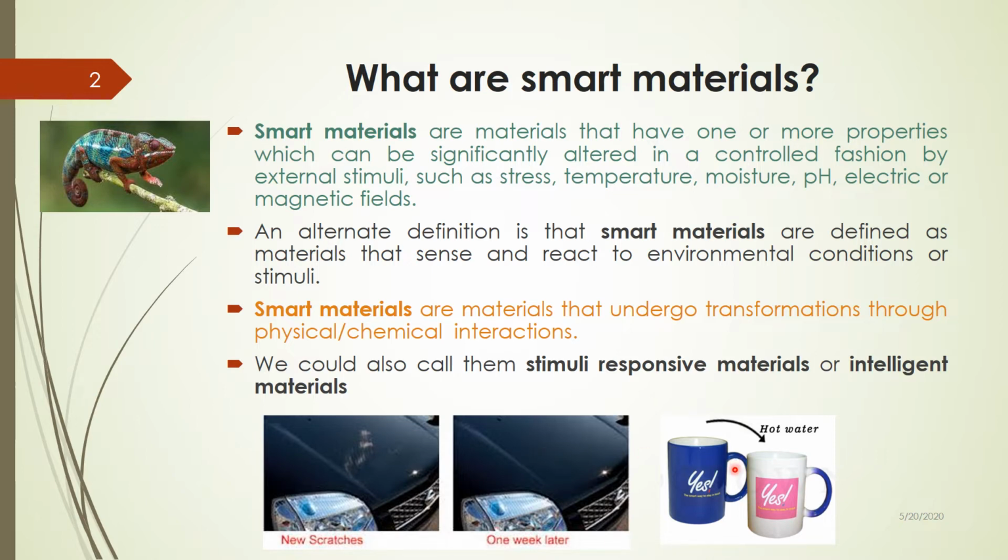In the next image, you can see two coffee mugs with two different colors. The blue colored coffee mug changes to pink color upon filling it with hot water. Here temperature is the external stimuli. Upon increasing the temperature, the color of the ink used to coat the mug changes from blue to pink. This type of inks are known as thermochromic inks. Thermochromic materials are also another class of smart materials.